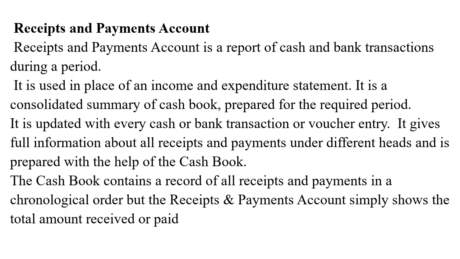It gives full information about all receipts and payments under different heads and is prepared with the help of the cash book. The cash book contains a record of all receipts and payments in a chronological order, but the receipts and payments account simply shows the total amount received or paid.